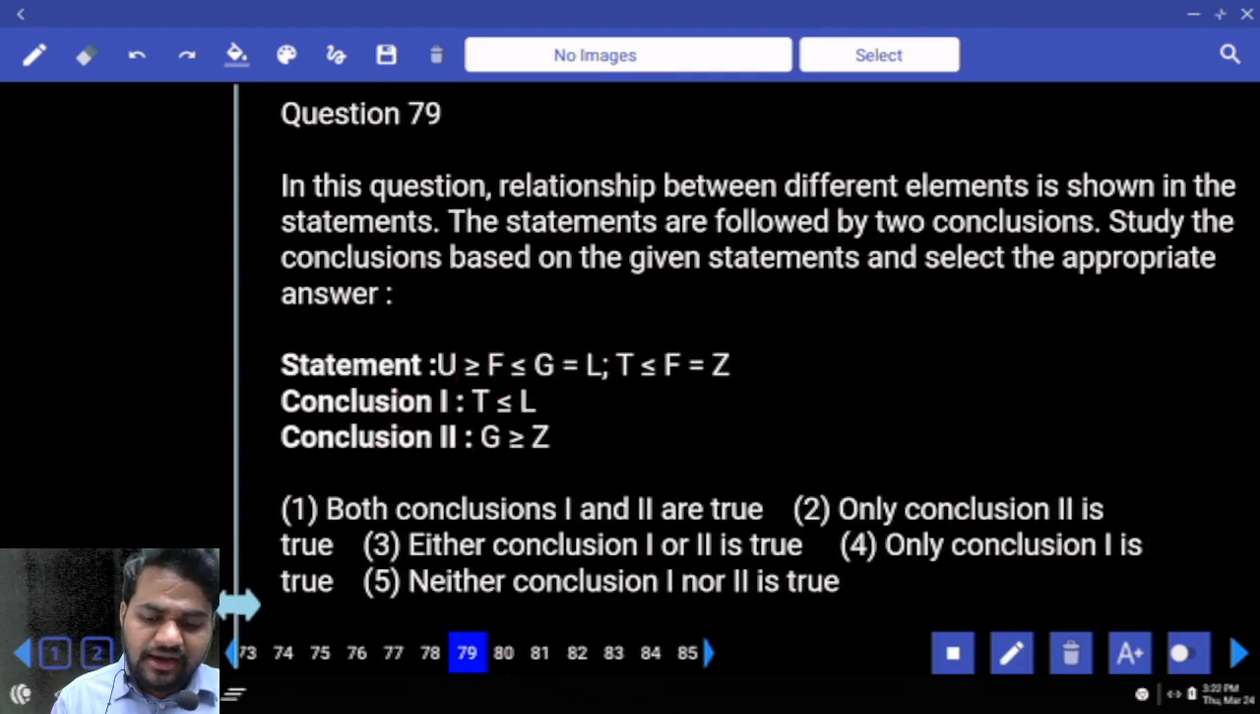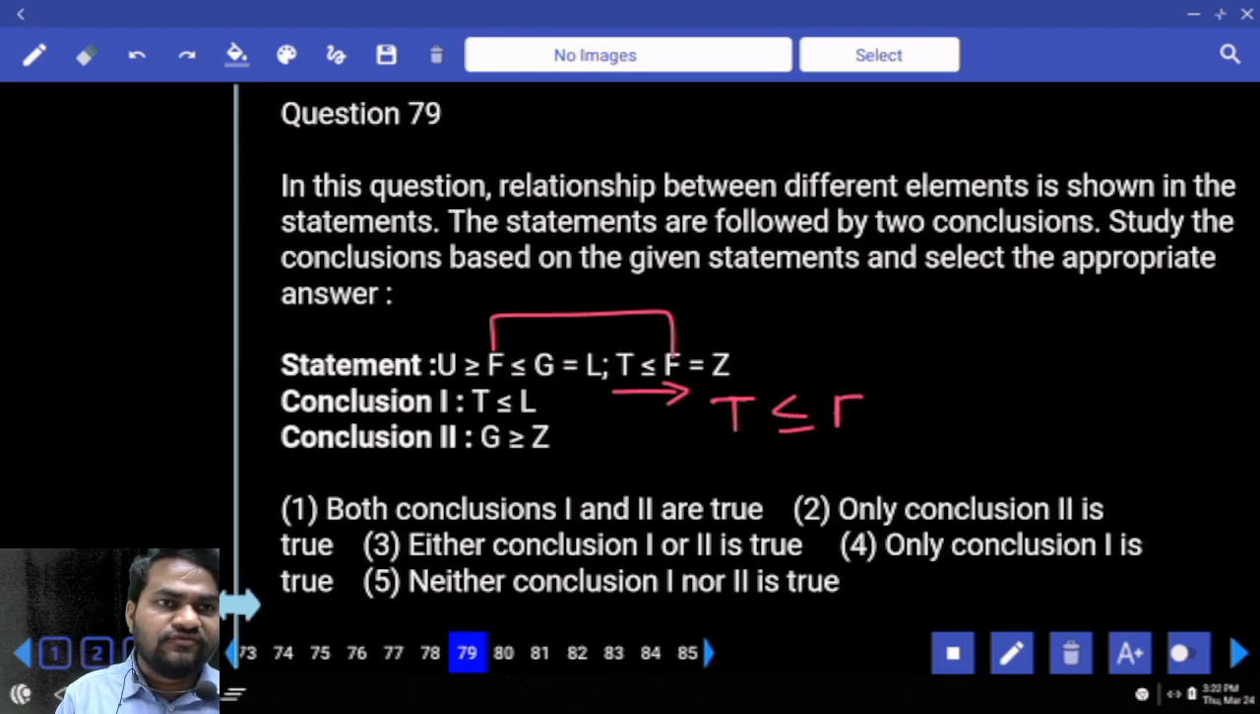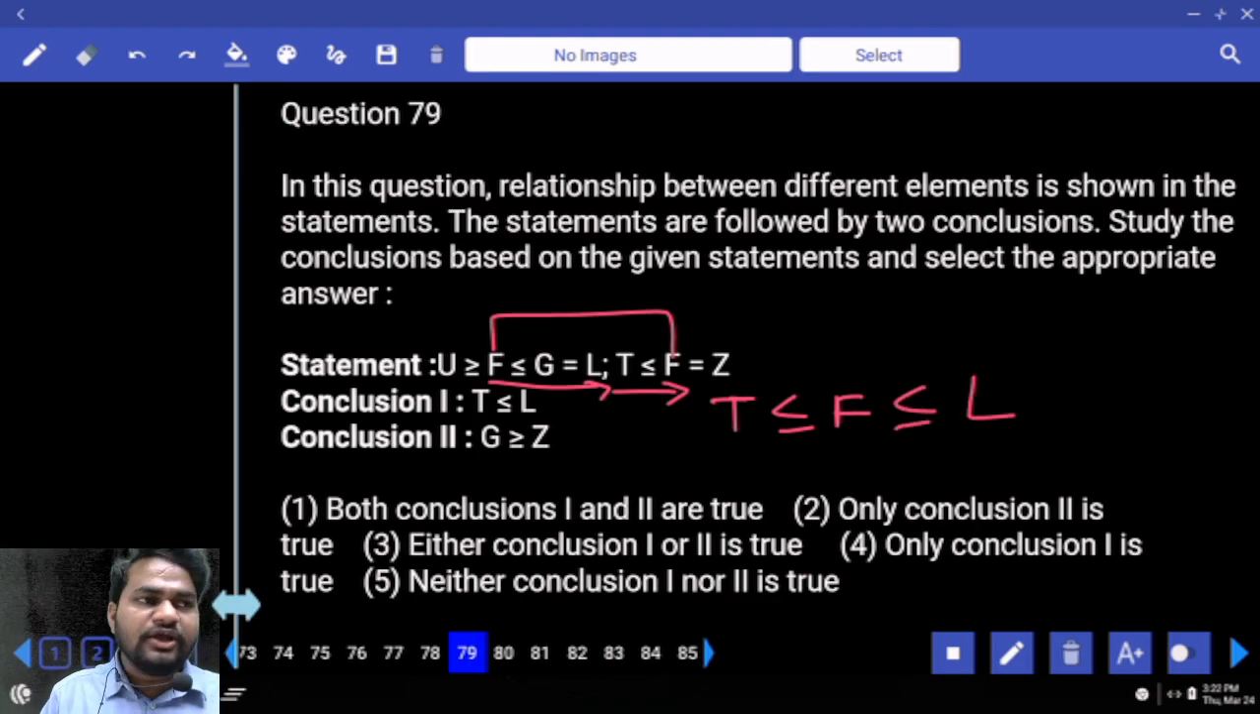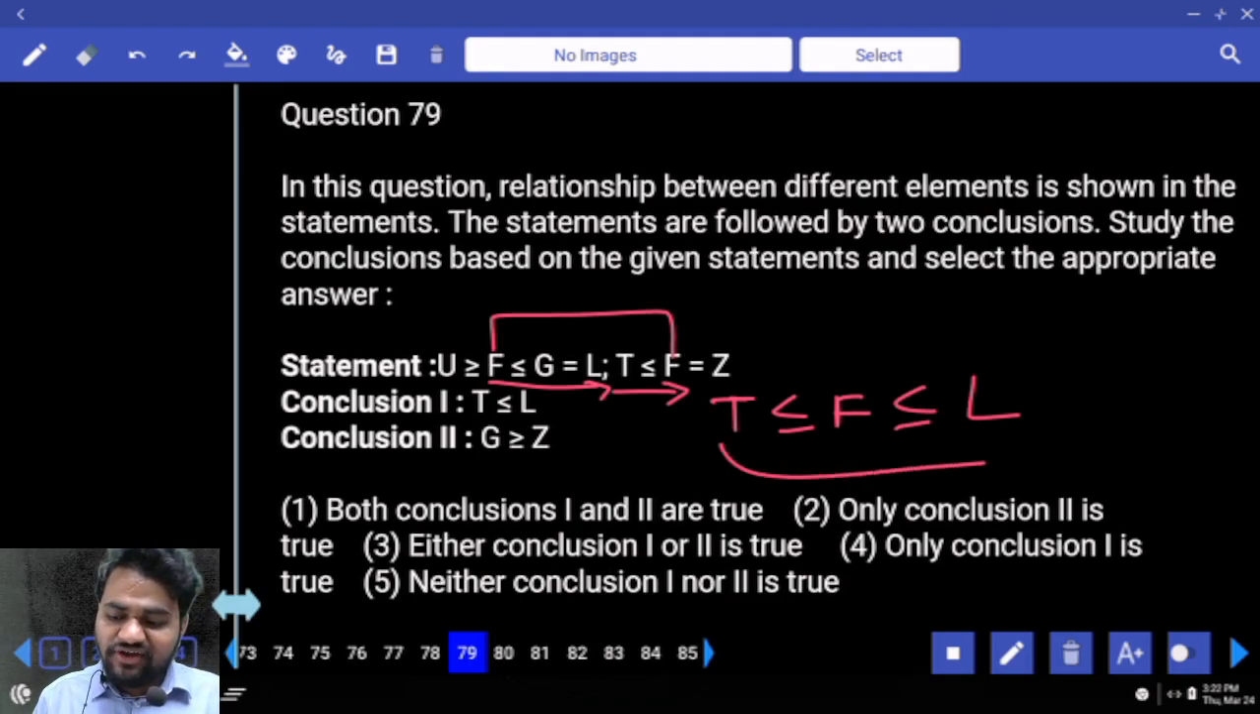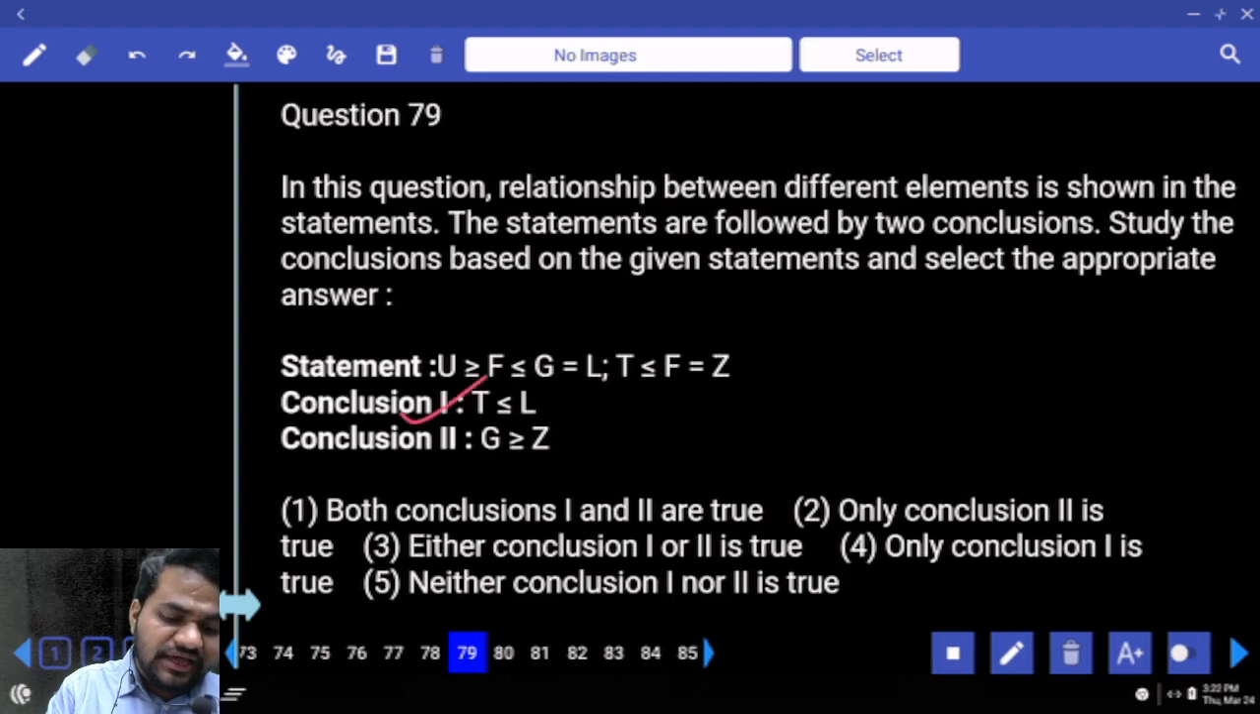Next, L greater than or equal to T. Common letter is F here. Now try to understand from T to F, that will be T less than or equal to F. From F to L also F less than or equal to L. Then relation between T and L will be T less than or equal to L. In the conclusion also they have given T less than or equal to L. It is true.